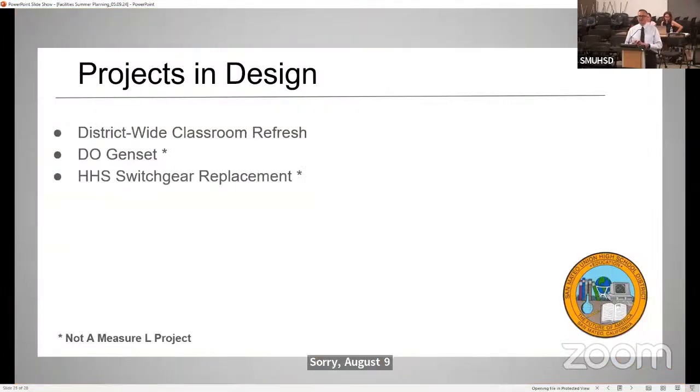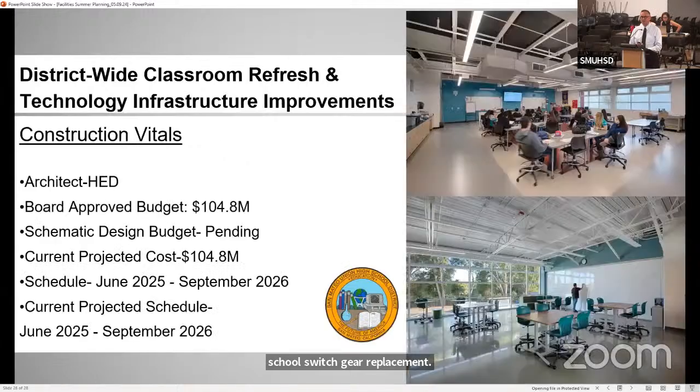Now, projects in design. This is something we're currently working with, once again, with all of your assistance. And thank you, Superintendent, for including our teachers into these dialogues and just brainstorming weekly and what are the teachers looking for. And so thank you for that, Superintendent Booker. Our district-wide classroom refresh here, that is in design, our district office genset, and our Hillsdale High School switchgear replacement. Obviously with asterisk, they're not Measure L projects, and they're funded with other sources.